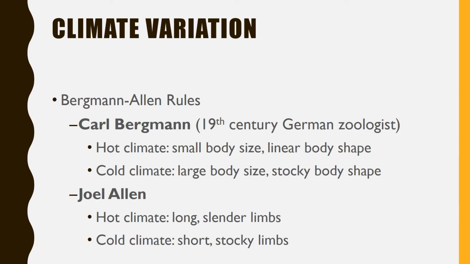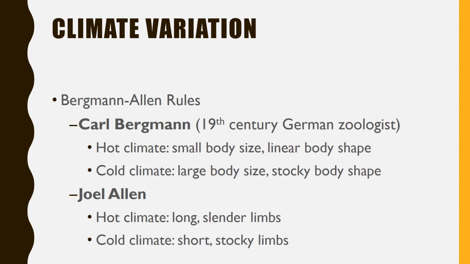the past populations. In the 19th century, a German zoologist by the name of Carl Bergmann studied various mammalian species and noticed a trend in their body size and their environment. There was a tendency for populations to have a smaller body size and a more linear body size when they occupied a hot climate. On the other hand, populations that occupied cold climates would have bodies that were larger in size and just overall more stocky, less linear in body shape.